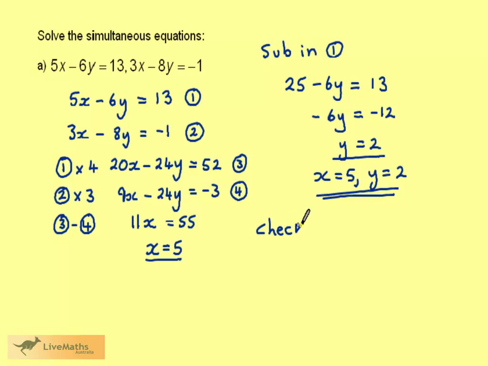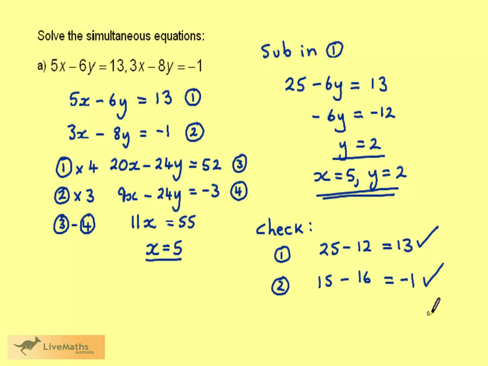As always, we should check solutions. Looking at number 1, 5 5s are 25, 6 2s are 12, 25 take 12 is 13, and this checks out. For number 2, 3 5s are 15, take away 8 2s, which is 16, 15 take 16 is minus 1, and this checks out as well.